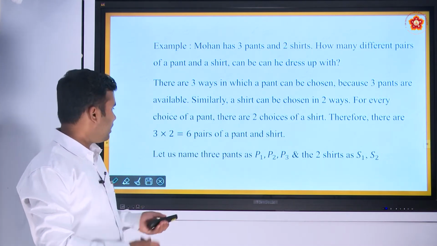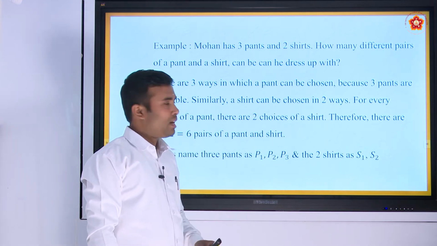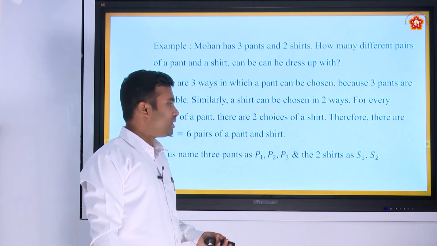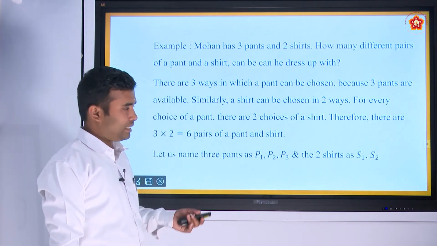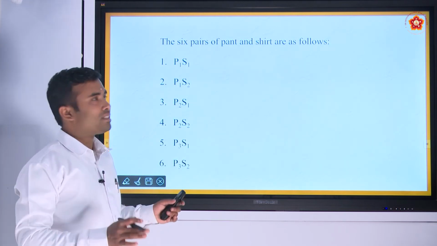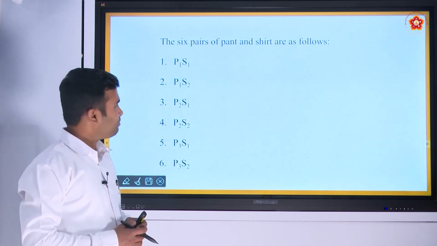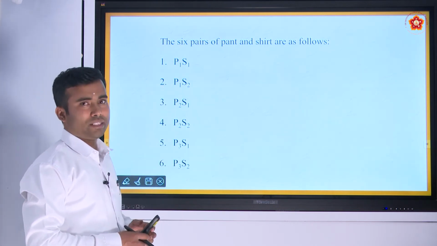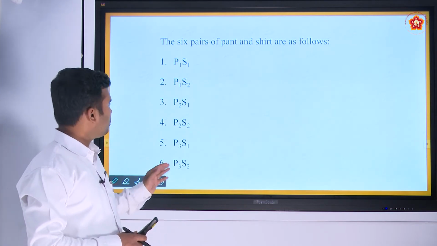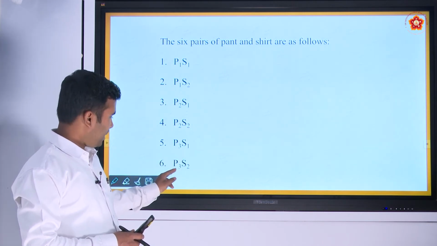Let us name the pants P1, P2, P3, and the 2 shirts shirt 1, that is S1, and shirt 2, that is S2. So there are 6 pairs of pant and shirt possible here. One is P1 and S1, pant 1 shirt 1, pant 1 shirt 2, pant 2 shirt 1, pant 2 shirt 2, and pant 3 shirt 1, and pant 3 shirt 2.